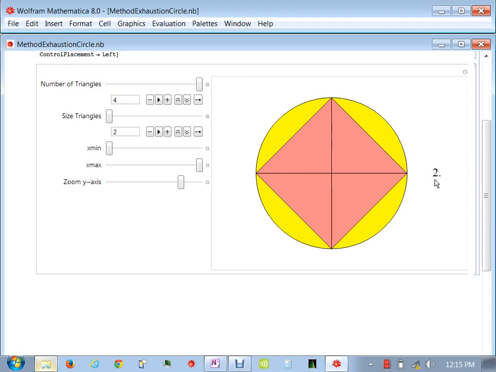for me, and I'm at 2. The true area is pi. Pi is what? Approximately 3.14. So I'm pretty far off, right? I'm really far off. But if I add more triangles, I get a better estimate, don't I?